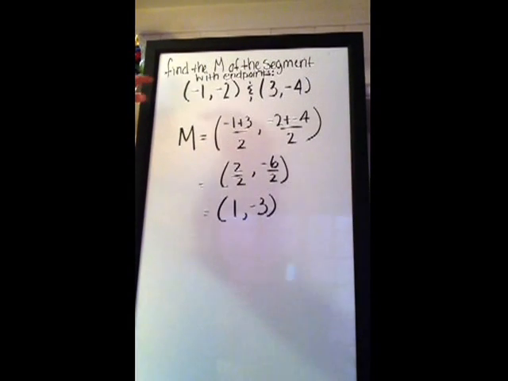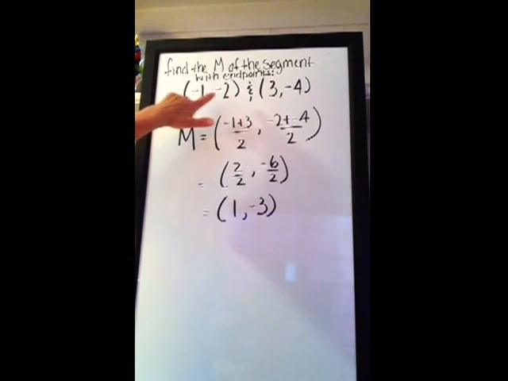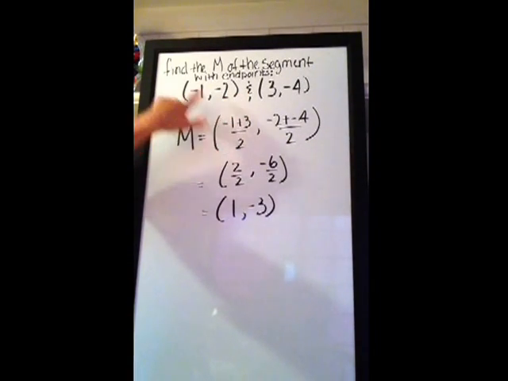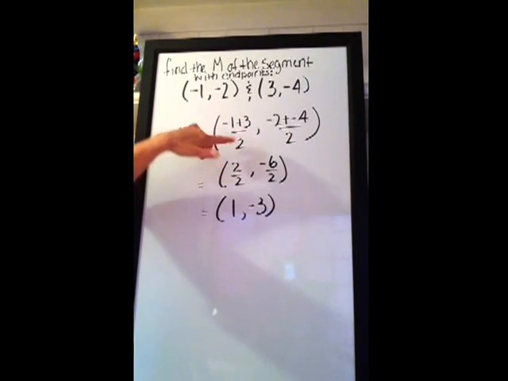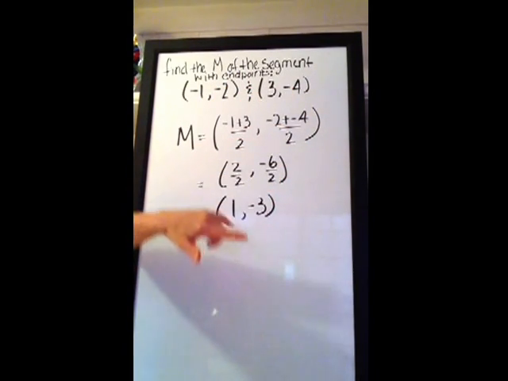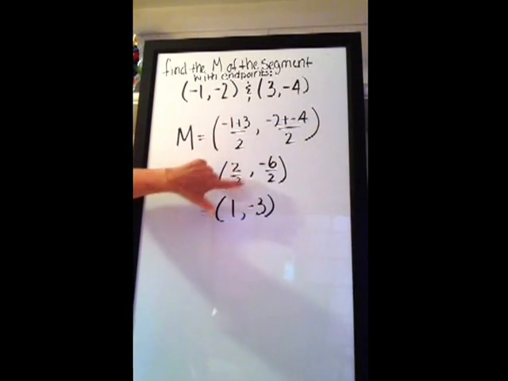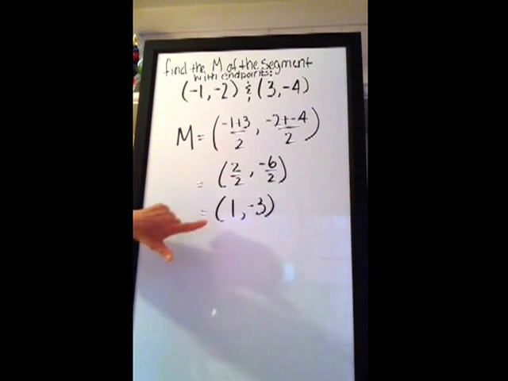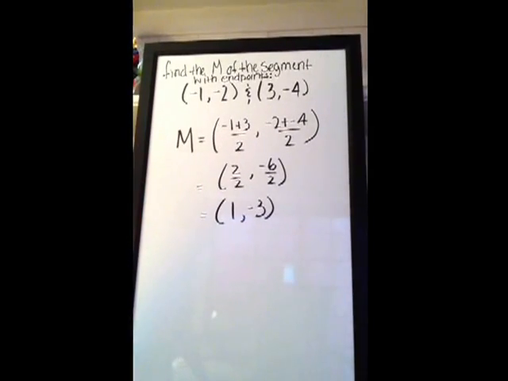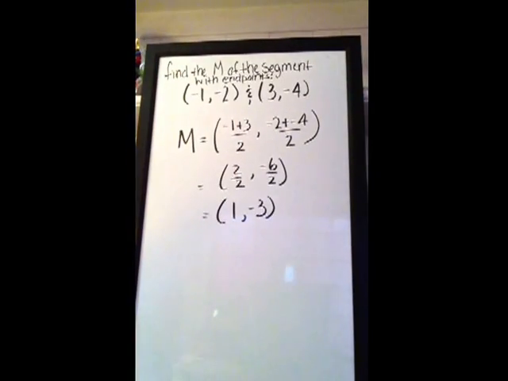Okay. In this example, we're finding the midpoint of the segment with endpoints -1, -2, and 3, -4. So the formula says I take the sum of the x's, -1 and 3, divided by 2, and the sum of the y's, -2 and -4, divided by 2. So that's 2 over 2 and -6 over 2, which simplifies to coordinates of 1 and -3. Voila. All right. One for you to try.